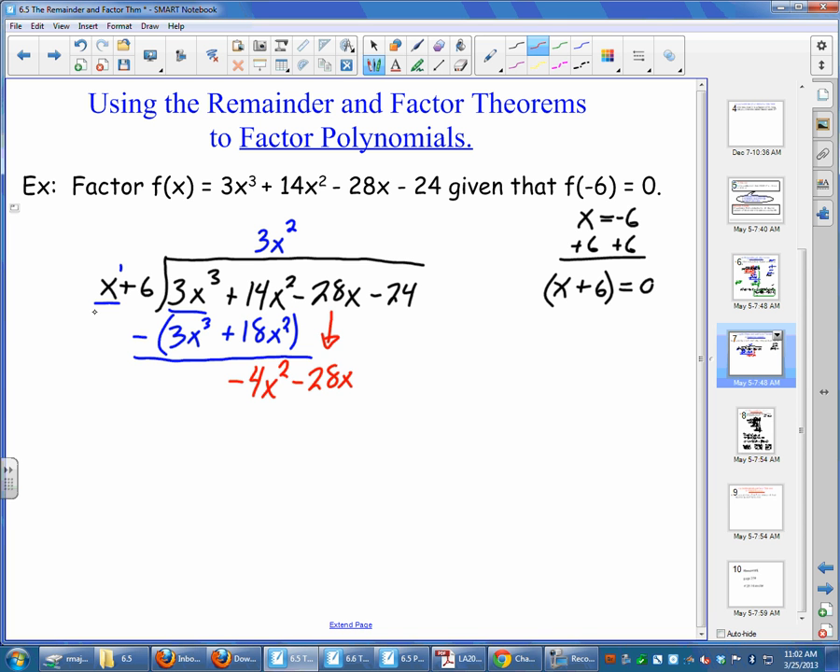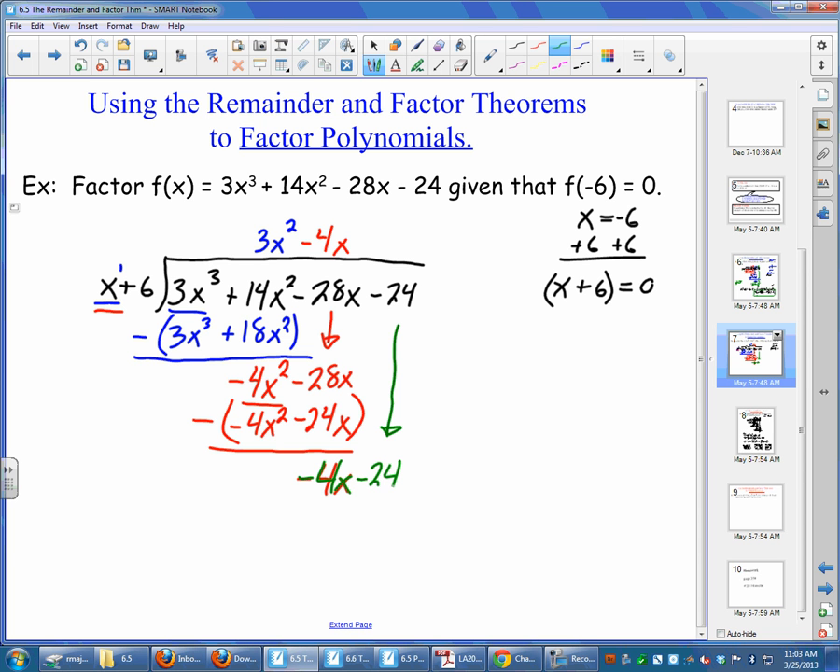Okay, at that point, we can go ahead and drop the next term, and we repeat the process we just did. Look here, and we say what times x is negative 4x squared. Well, in that case, we're going to need a negative 4x. Distribute the negative 4x through our divisor. Negative 4x times x is negative 4x squared. Negative 4x times positive 6 is going to be negative 24x. Again, subtracting polynomials, distribute the negative. Careful, negative 4x squared minus negative 4x squared is 0x squared. Negative 28x minus negative, so that's really going to turn into addition there. So it's negative 28x plus 24x, which should give us negative 4x.